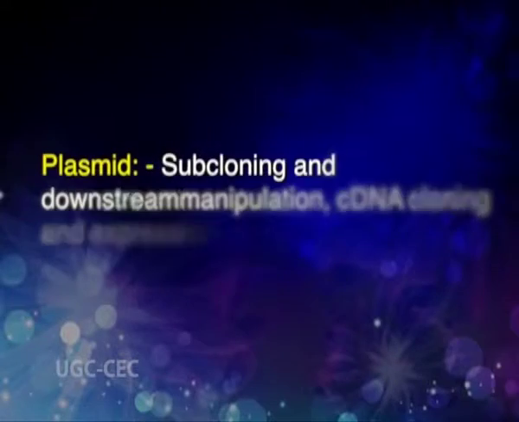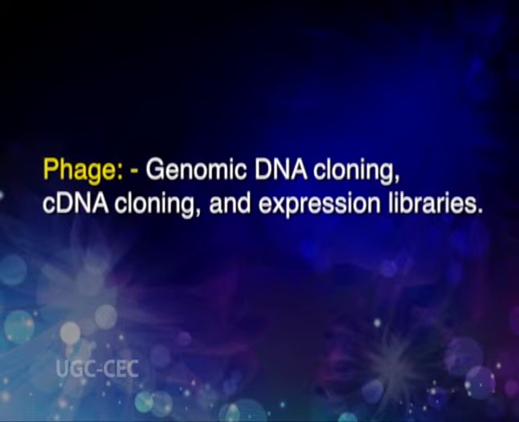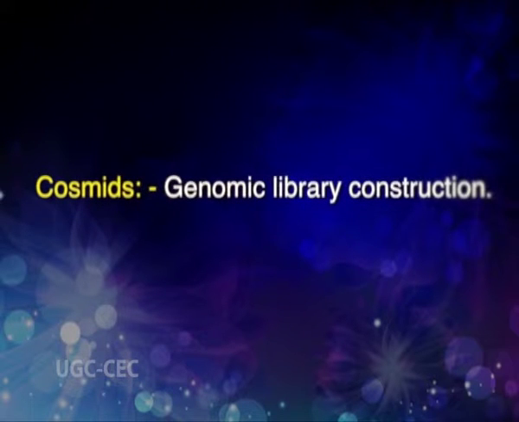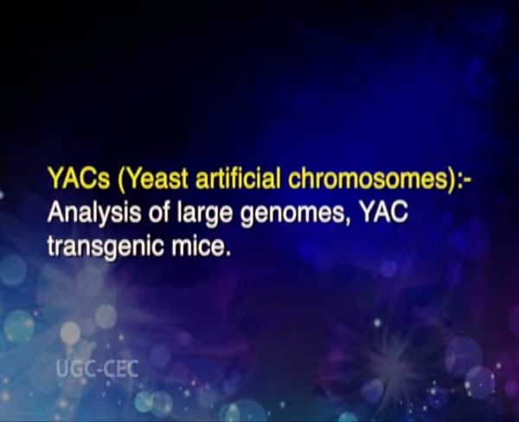Each type of vector has its significant use in the area of genetic engineering. Plasmid: subcloning and downstream manipulation, cDNA cloning and expression assays. Phage: genomic DNA cloning, cDNA cloning and expression libraries. Cosmids: genomic library construction. BACs, bacterial artificial chromosomes: analysis of large genomes. YACs, yeast artificial chromosomes: analysis of large genomes, YAC transgenic mice.